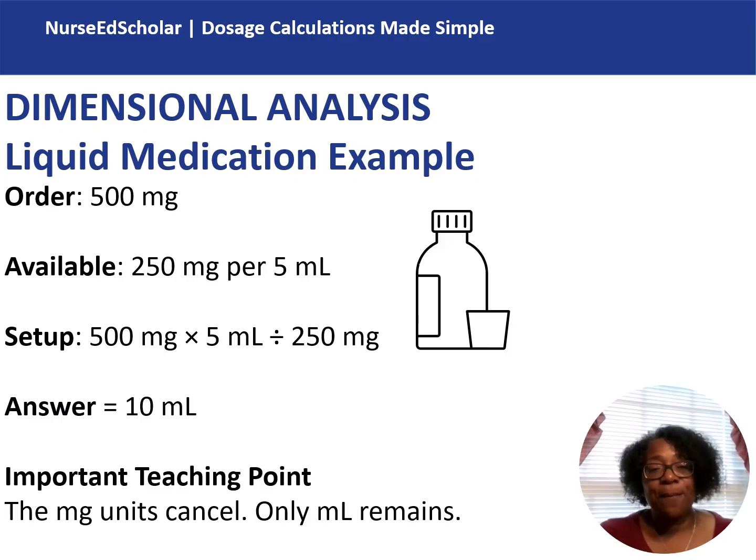Okay. Now remember, the milligrams cross each other out, and you'll be left with the milliliters. So 500 milligrams divided by 250 milligrams, those cross out, and that should be 2, right? And then 2 times 5 milliliters should give you 10 milliliters. So you're going to give your patient 10 milliliters for a 500 milligram dose. Hopefully that helps. Okay, I hope. Let's keep going.